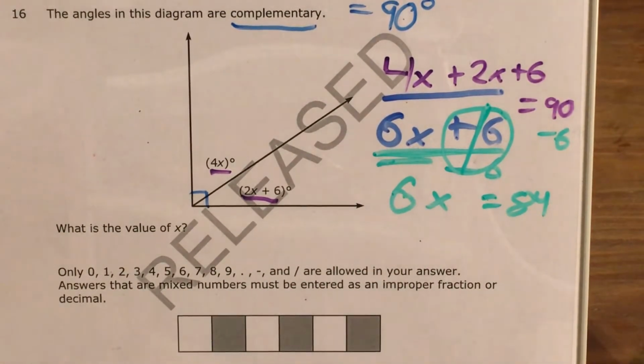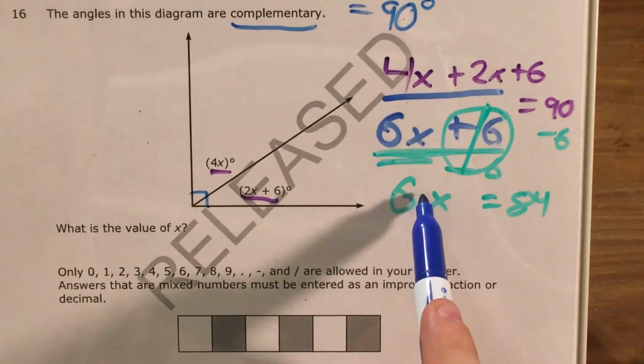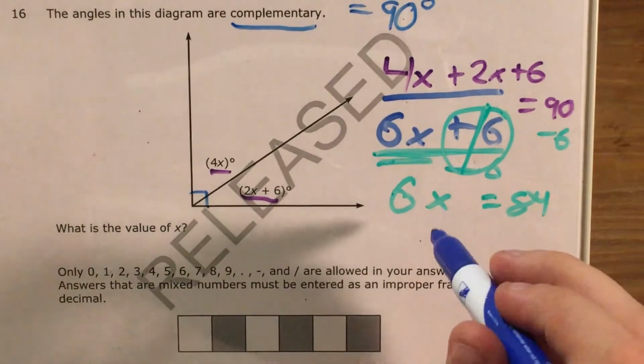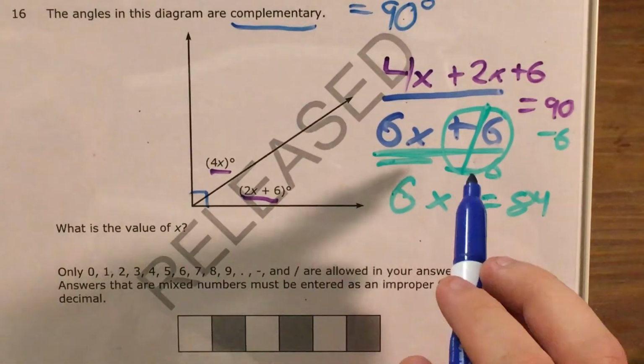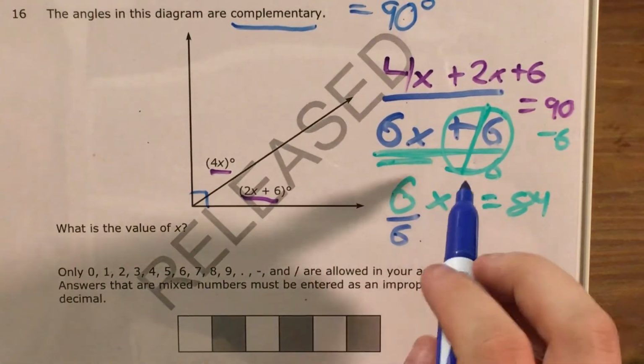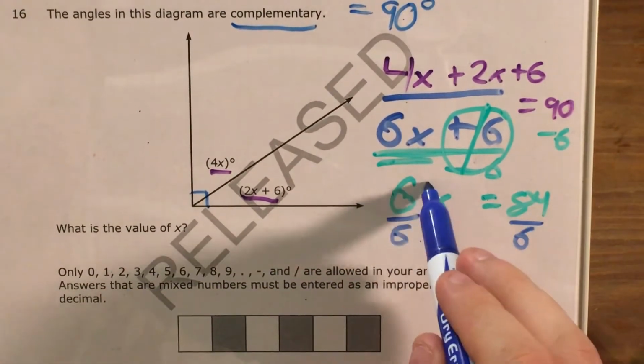And now, I can take off my socks. I can get rid of this 6. Now, this is kind of like 6 times x. 6x and 6 times x are two ways of saying the same thing. So to get rid of times, I need to do the opposite of times, which is divide. So I'll write dividing as a fraction and do 6 divided by 6. And then over here, 84 divided by 6.